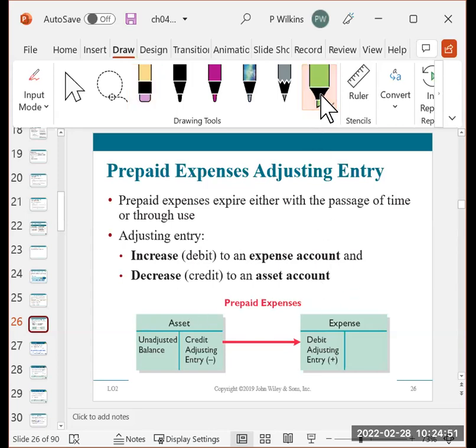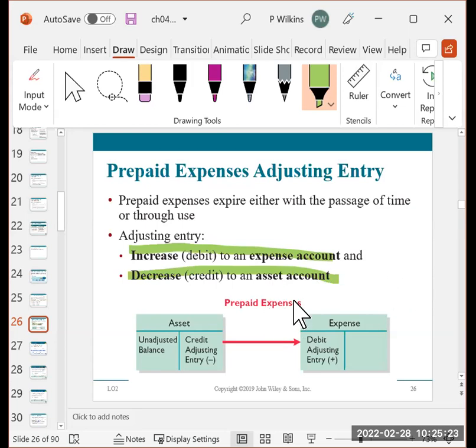You will want to note this. The adjusting entry for prepaid expenses is to debit an expense account and credit an asset account, all right? So you're debiting the expense account that's linked to the prepaid expense. That might be where you debit insurance expense and you credit the asset account prepaid insurance. That might be an example of that, okay?